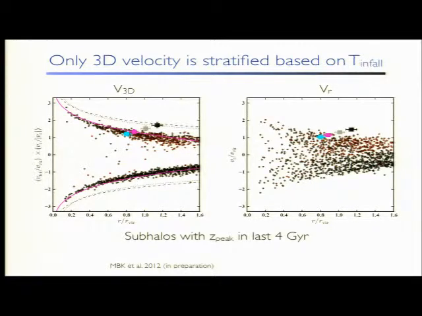Now, just to show that it's important to have these 3D velocities, to have proper motions, this is not information that you get at all with just radial velocities. So here I've taken only subhalos that fell in within the last 4 gigayears to the halo in question. You can see, again, that phase space is very well stratified for those objects in terms of total velocity, but if you just look at the radial velocities, you have no information there.